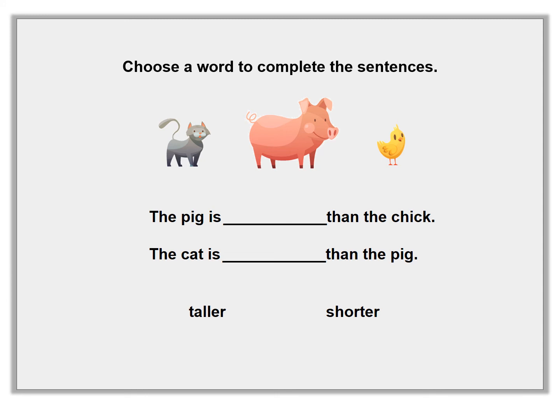What about the one below then? The cat is something than the pig. The cat is taller than the pig or the cat is shorter than the pig? Well done, the cat is shorter than the pig.